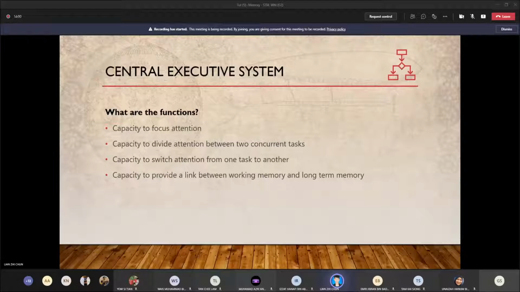So what are the functions of the central executive system? It helps us to focus attention, divide attention between two concurrent tasks, switch attention from one task to another, and provide a link between working memory and long-term memory. Next I'm going to show an example of the last function, which is providing a link between working memory and long-term memory.